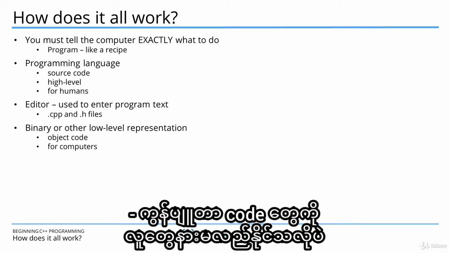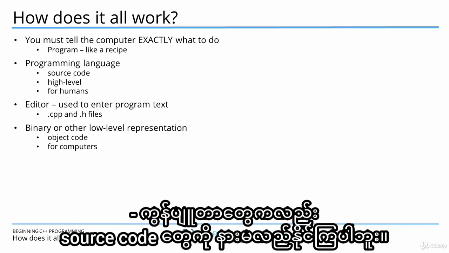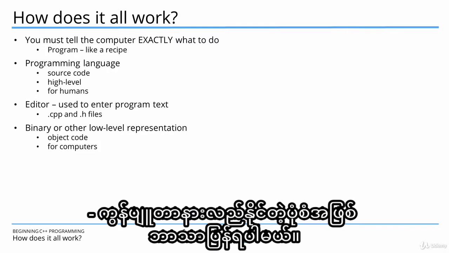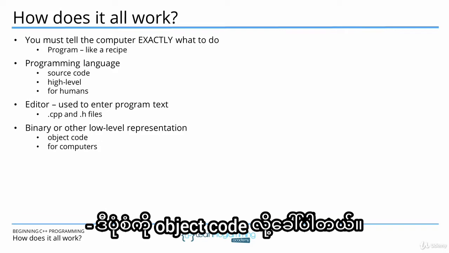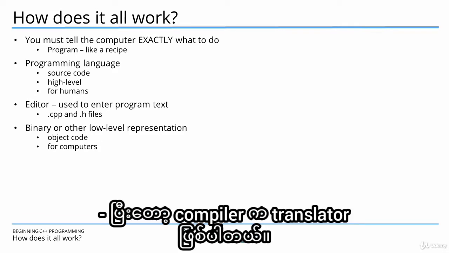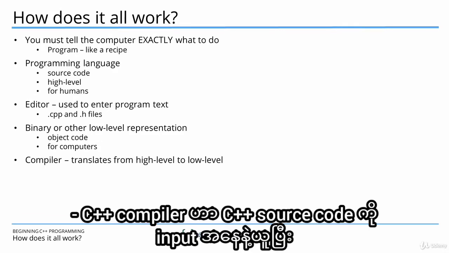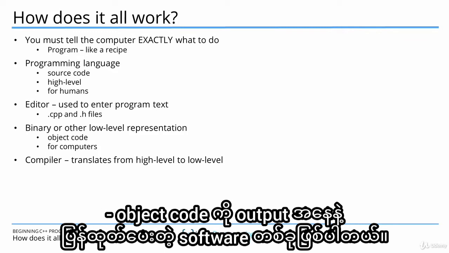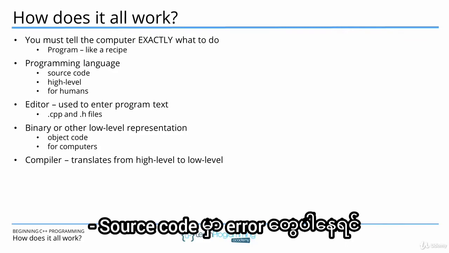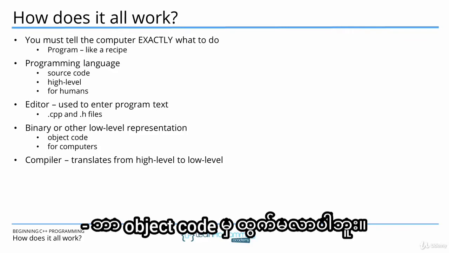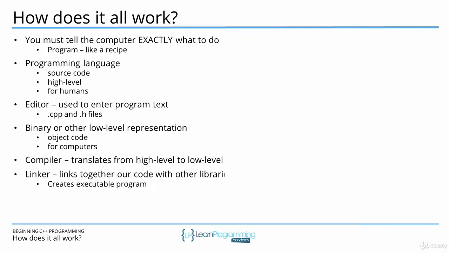Just as humans aren't very good at reading computer code, computers aren't very good at reading source code. We need to translate the source code to a form that's understandable by the computer. This form is called object code, and the compiler is the translator. The C++ compiler is a program that takes as input C++ source code and produces object code as output. If the source code has errors, then no object code is produced.